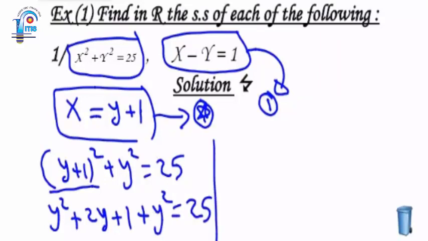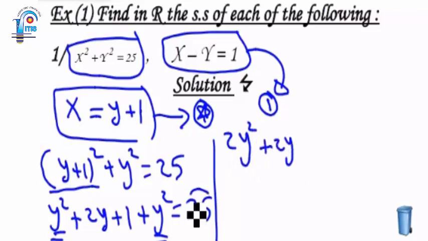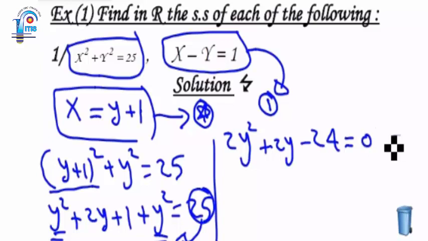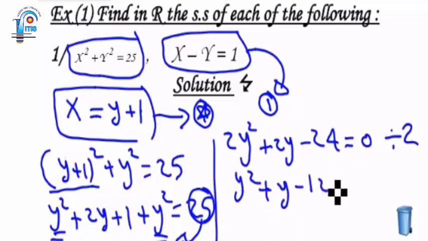We will arrange the equation to be in the simplest form. It will be 2y squared plus 2y, and we will put negative 25 on the other side. The result will be 2y squared plus 2y minus 24 equals 0. All the equation is divisible by 2. It will be y squared plus y minus 12 equals 0.